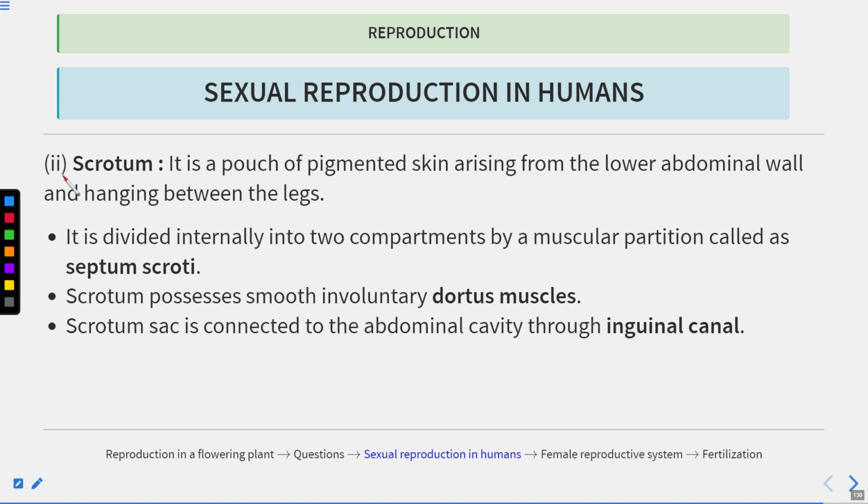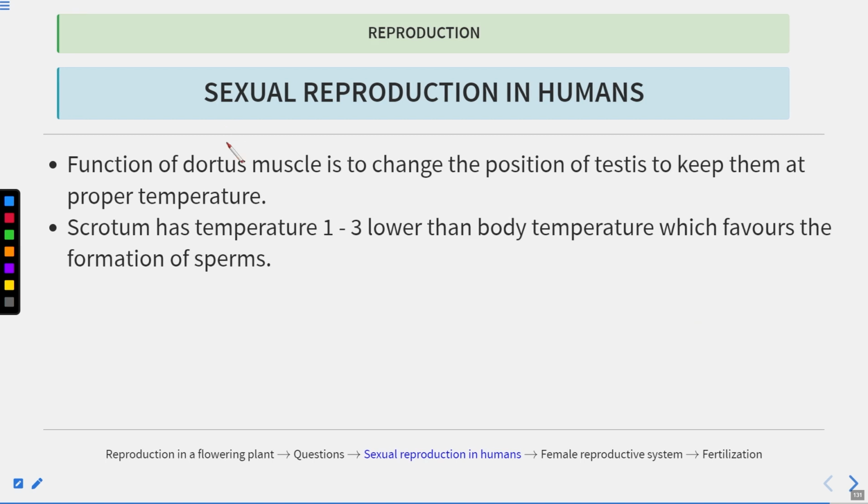Now the next part was the scrotum. What is the scrotum? It is a pouch of pigmented skin arising from the lower abdominal wall and hanging between the legs. Now it is divided internally into two compartments by a muscular partition known as the septum scroti. The scrotum possesses smooth involuntary dartos muscles, meaning they are not under our control. Okay, dartos muscles. Now the scrotal sac is connected to the abdominal cavity through a canal known as the inguinal canal. Clear?